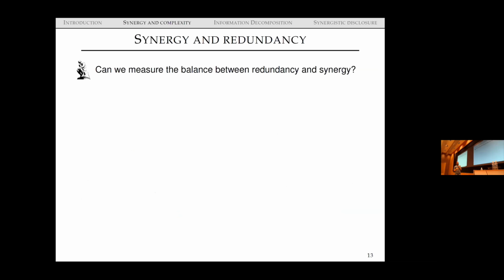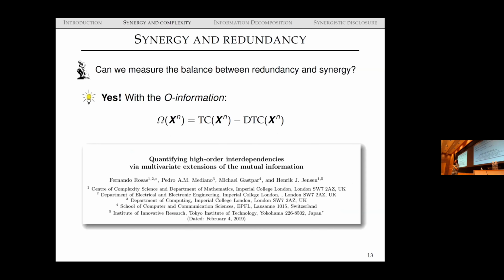Good. All right. So one natural question that might come up is, can we somehow measure the balance between synergy and redundancy? If I observe a joint probability distribution, can I measure the balance between synergy and redundancy? The answer is yes, with this measure called the O information. That's basically just the difference between the total correlation and the dual total correlation. These are both multivariate extensions of the mutual information. For a long time, people knew they existed and they were different, but they didn't know exactly what or why. And we show a bunch of properties of this thing in this paper.